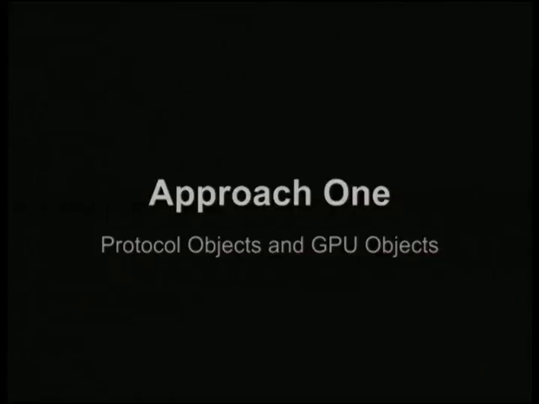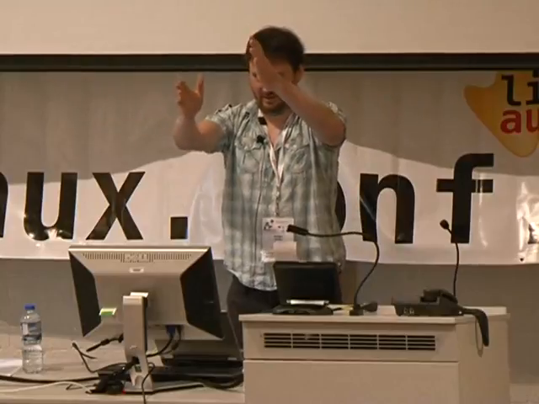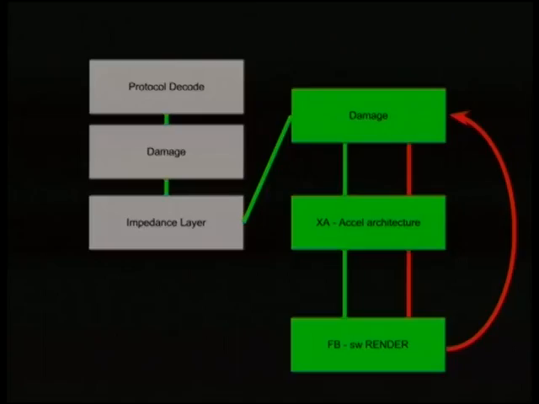But the big question is, what the hell is in this impedance layer? Who knows? I came up with two answers for this. I'm going to go with the one I came up with first. So approach one was, well, we have two worlds. We've got the protocol object world and the GPU object world. The only place they ever meet is in the middle, in the impedance layer. There's no sneakiness. There's a nice picture of it. So green lines and red lines are only internal in the GPU objects. Those green lines should probably be red lines. I screwed up. Bad picture. Now I realize. Or did I reverse it?